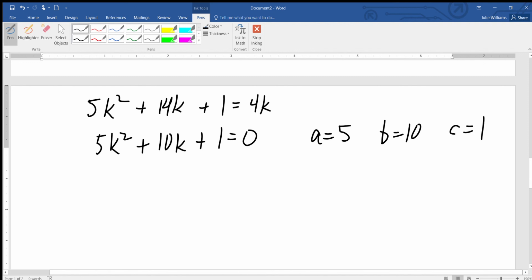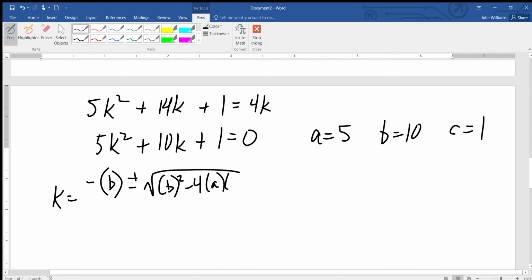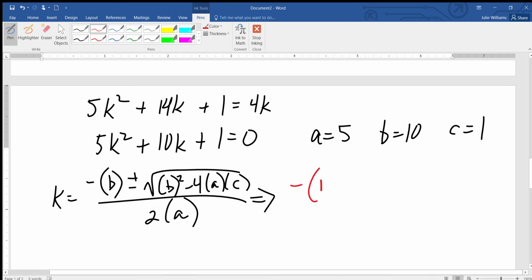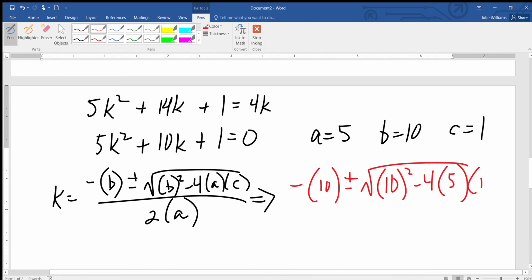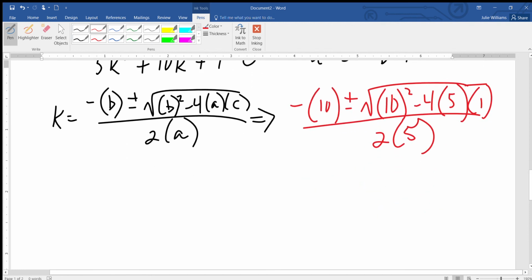C is 1. We're solving for k, so the quadratic formula is going to be k is equal to negative parentheses b plus or minus the square root of b squared minus 4 times a times c all over 2 times a. Okay, next step is simply substituting in. So negative parentheses 10 plus or minus the square root of 10 squared minus 4 times 5 times 1 all over 2 times 5. Something different than 2 in the bottom, huh? Okay, so now I have substituted, so now I can start simplification.